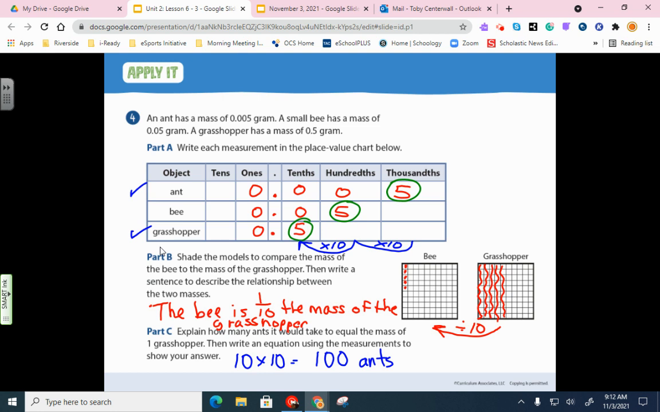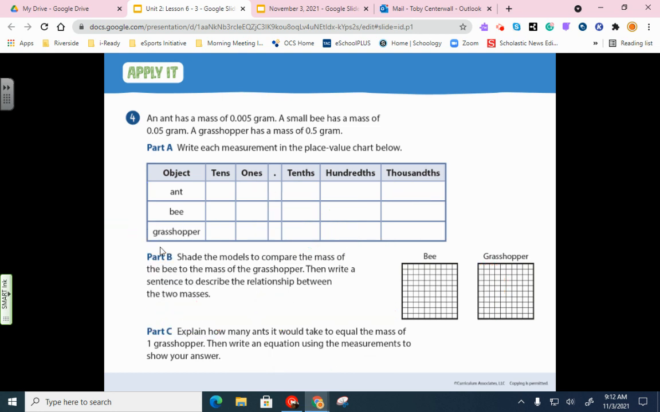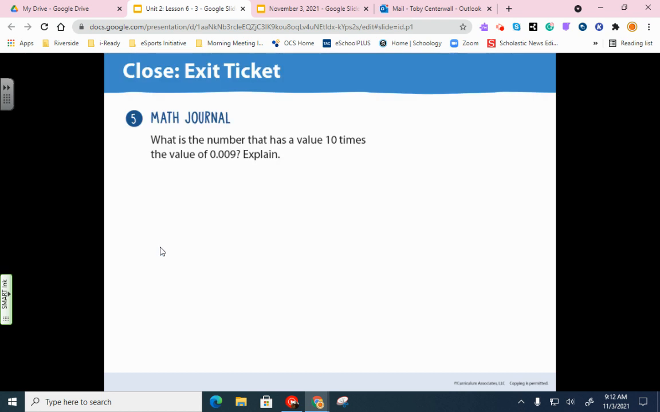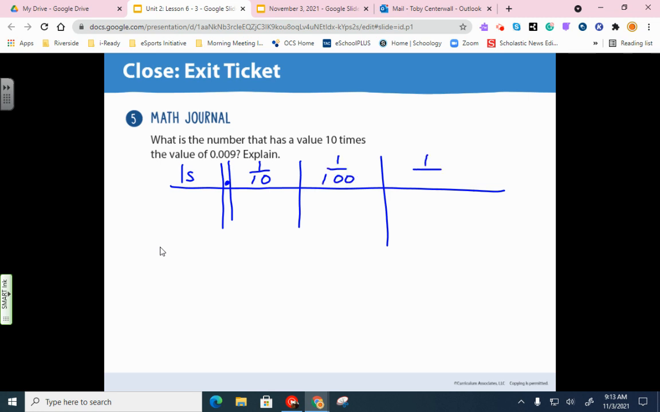Let me clear this up. Got one more question. All right, so what is the number that has a value 10 times the value of 9 thousandths? This is simple. But let's do it this way. Let's see, I got my ones. These are going to be my ones. This is going to be my decimal point. And these are going to be my tenths, my hundredths, and my thousandths.